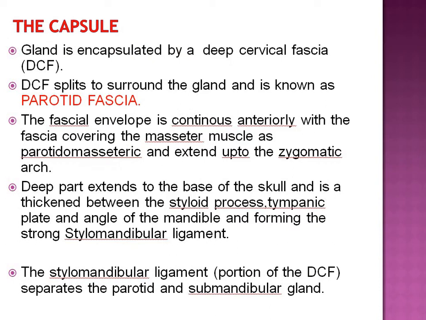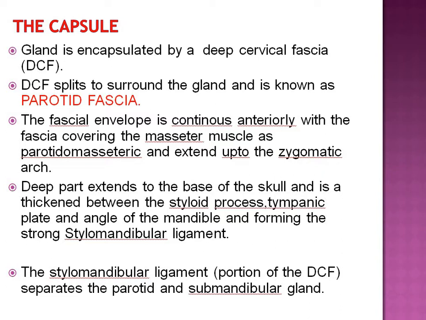The capsule. The gland is encapsulated by the deep cervical fascia. The deep cervical fascia splits to surround the gland and is known as the parotid fascia. The fascial envelope is continuous anteriorly with the fascia covering the masseter, known as the parotidomasseteric fascia, and extends up to the zygomatic arch. So one needs to understand that the fascial envelope is continuous anteriorly with the fascia covering the masseter muscle and extends up to the zygomatic arch.